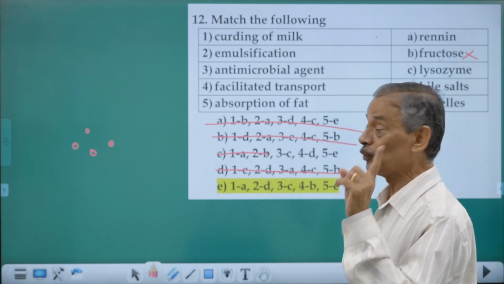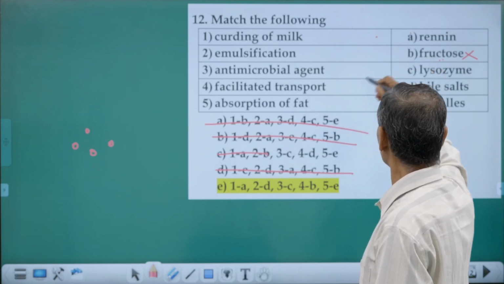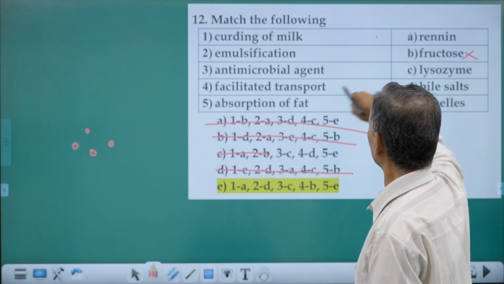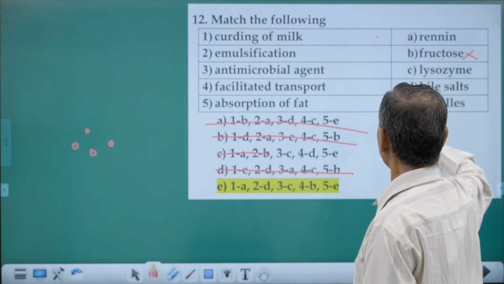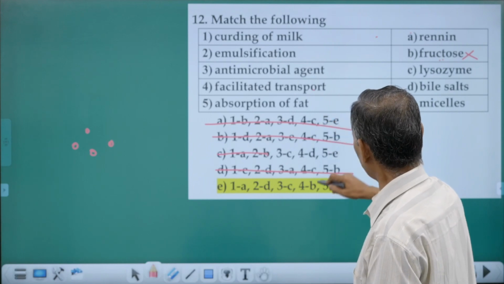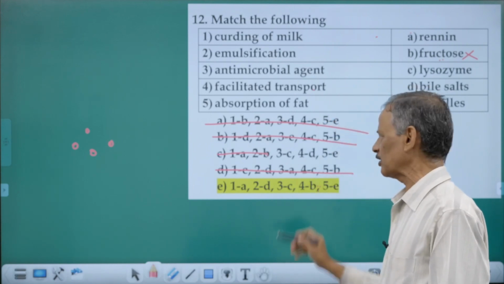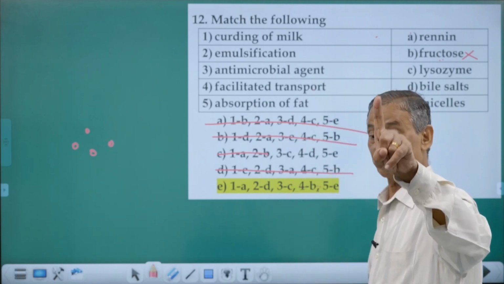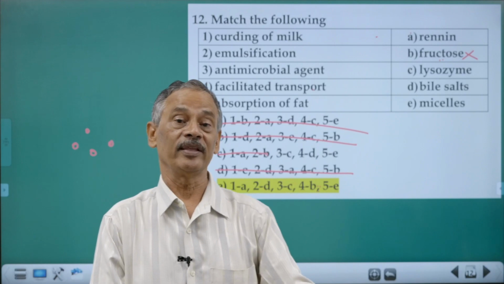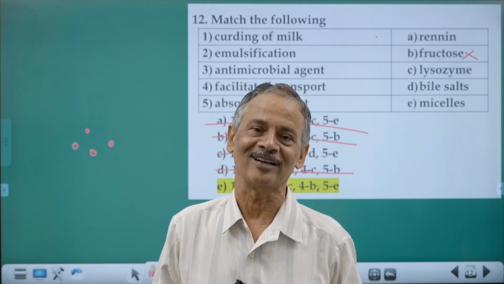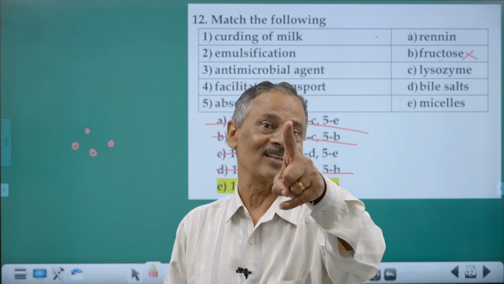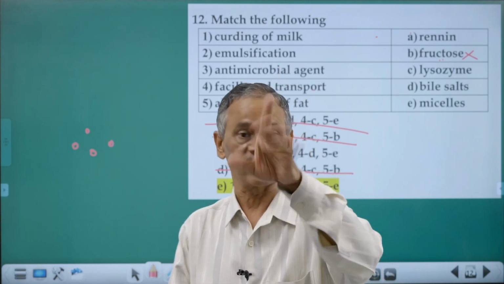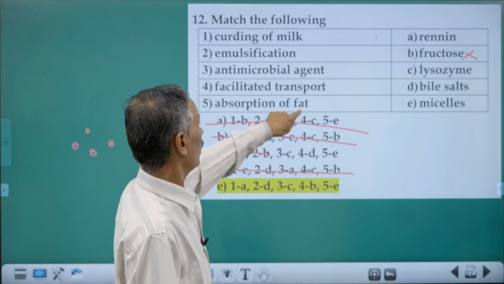See, if you know that facilitated transportation is for fructose, then even if you are confused with other options, no problem. Facilitated transport, 4 is B. You go for that. Only this one is having that option. So even if you are not aware of other options, one pair will very often help you in identifying the correct option. So you look for that, and you can confirm that this is the right answer.